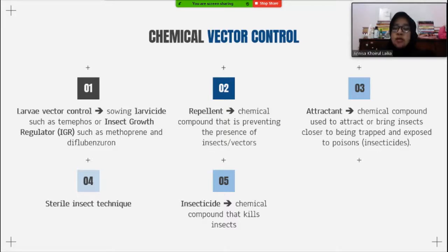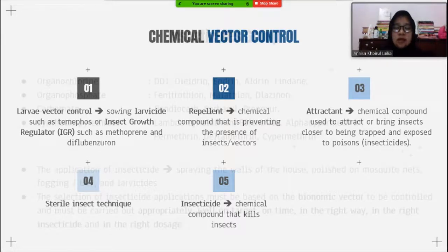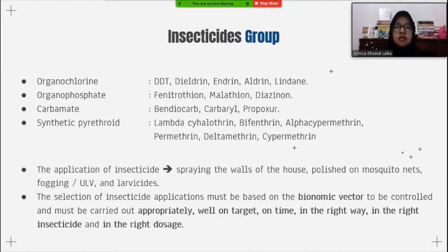And then we can use the sterile insect technique, or we can use insecticide, which is a chemical compound that kills insects. This is the insecticide groups that are usually used to control the vector. There are organochlorine, organophosphate, carbamate, and also synthetic pyrethroid. The application of insecticide is usually carried out by spraying the wall of the house, polish on mosquito nets, and fogging or ULV, and also the use of larvicides.